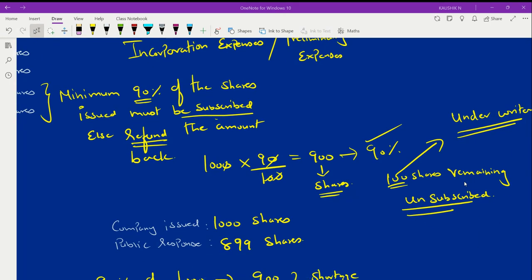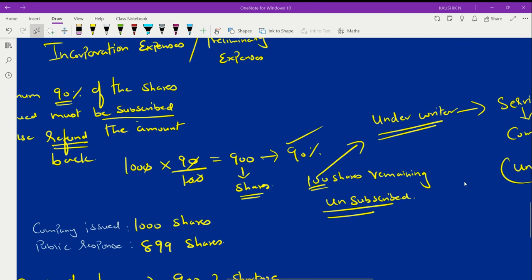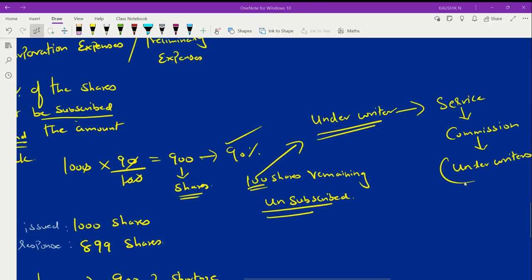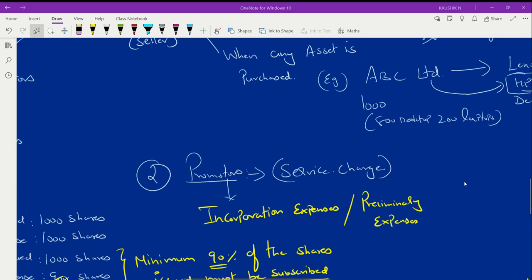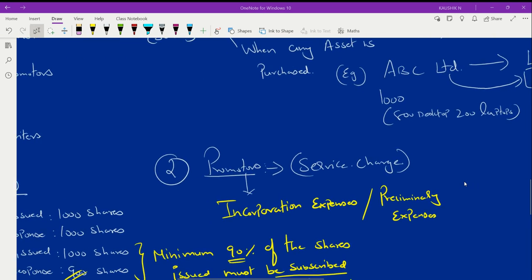So for the remaining 10% of shares that are not subscribed, you go and approach the underwriters. And underwriters will take up the responsibility for those unsubscribed shares. In return, they charge commission for the service. That commission we call underwriters commission. And now comes, okay, why do you give it to the third person called underwriters?